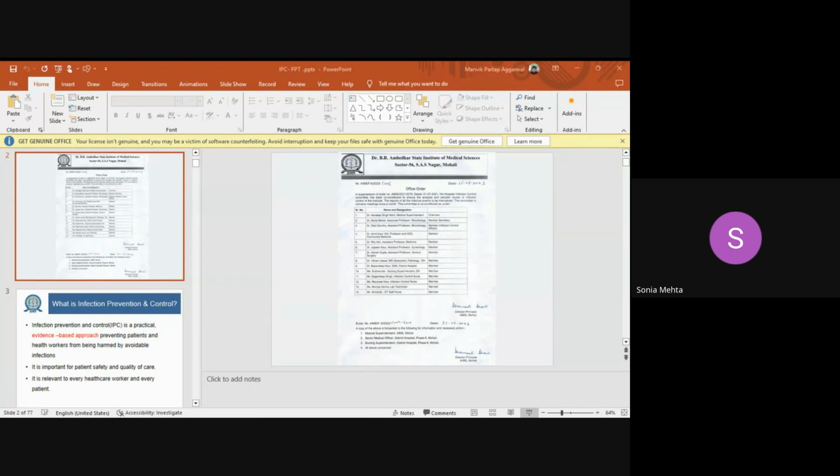If you look at the five pillars of infection control, they are: number one, isolation and barrier precautions; decontamination of equipment; prudent use of antibiotics; hand washing; and decontamination of the environment. This picture is from the front page of the NCDC booklet, the National Centre for Disease Control, under the Ministry of Health and Family Welfare. It is there in their book.